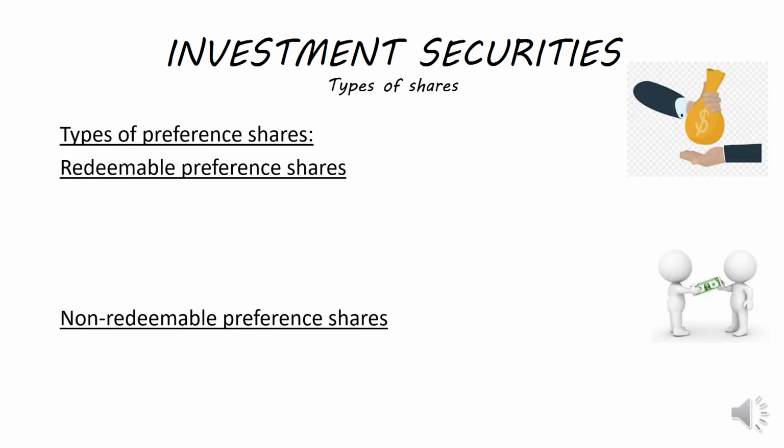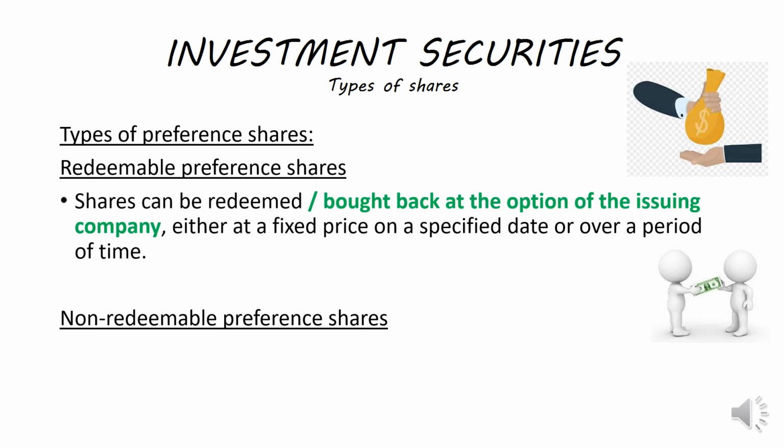Then we look at your redeemable and non-redeemable preference shares. Your redeemable preference shares, we also discussed this earlier in this lesson, but redeemable means that the shares can be bought back at the option of the issuing company, either at a fixed price on a specific date or over a period of time. So when you buy redeemable preference shares, you will be told that the company has the right to buy back your shares at some specific date in the future or over a period of time.